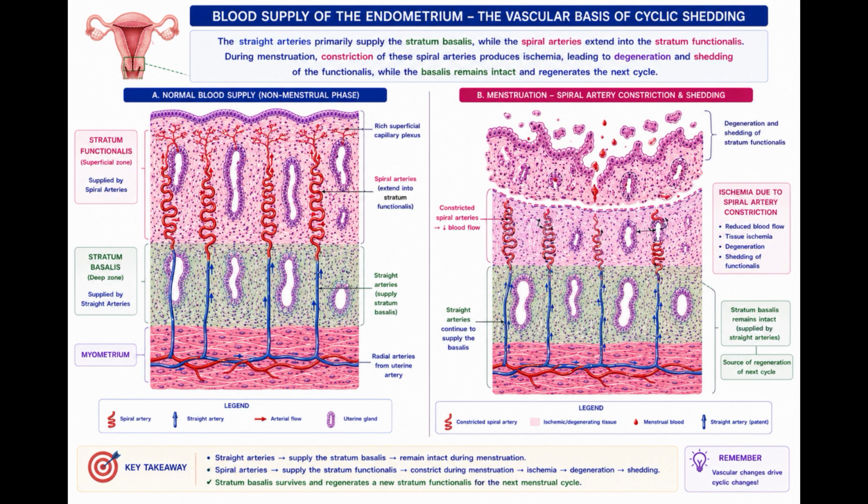The blood supply of the endometrium also reflects this functional organization. The straight arteries primarily supply the stratum basalis, while the spiral arteries extend into the stratum functionalis. During menstruation, constriction of these spiral arteries produces ischemia, leading to degeneration and eventual shedding of the functionalis, while the basalis remains intact and serves as the source for regeneration of the next cycle.